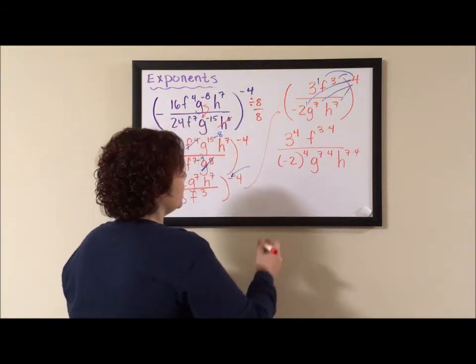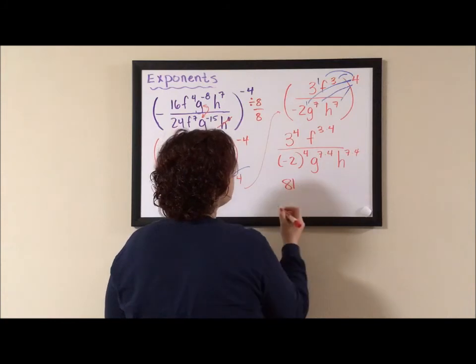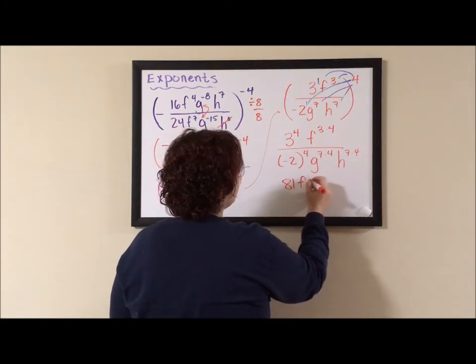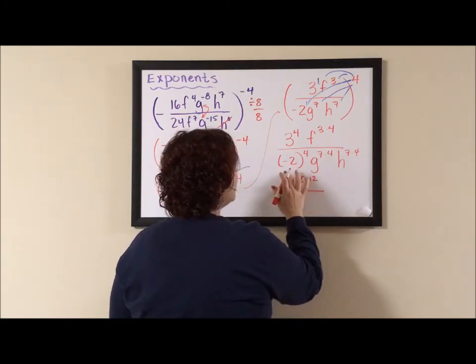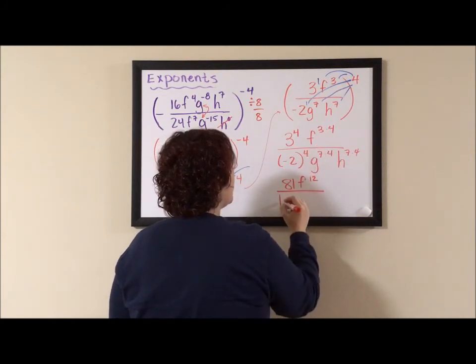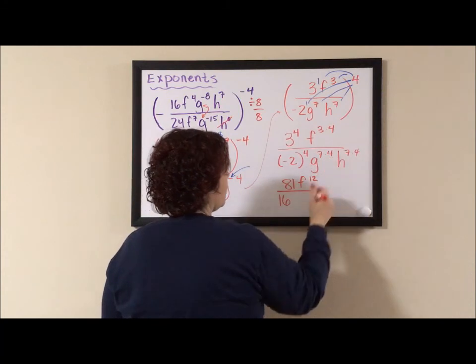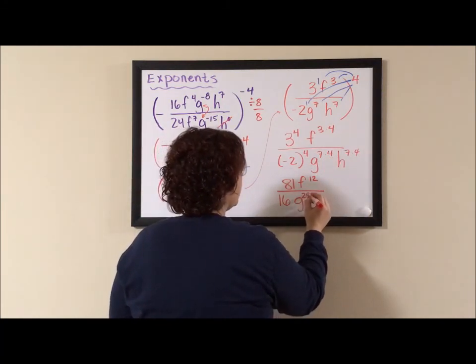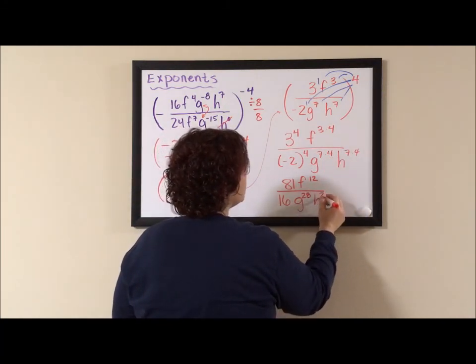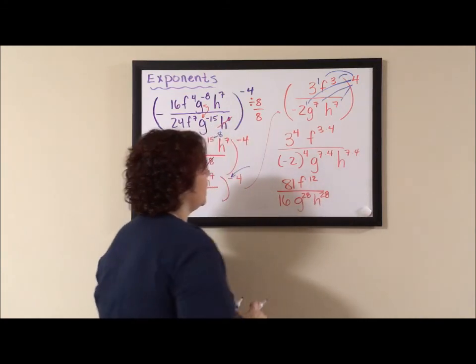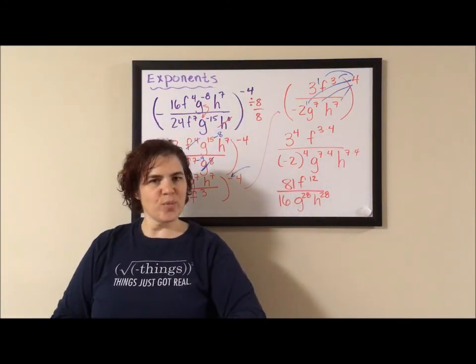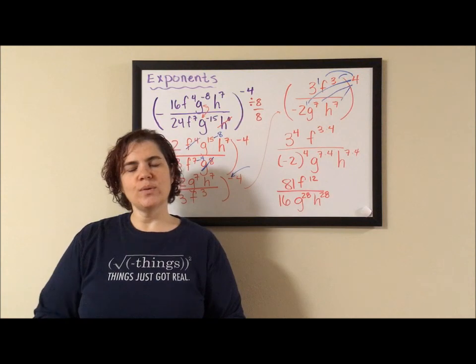Okay, 3 to the 4th, 81. 3 times 4, 12. Negative 2 to the 4th is a positive 16. 7 times 4 is 28, and 7 times 4 is still 28. And we're done. I hope you've enjoyed this video and learned something new.